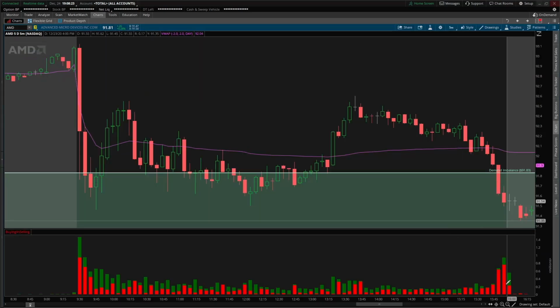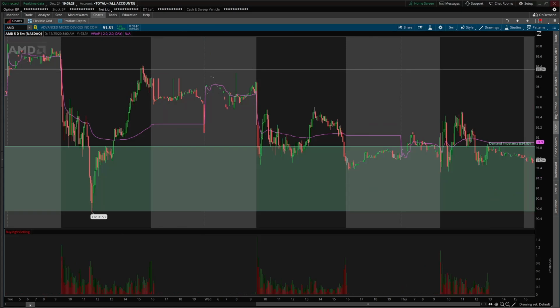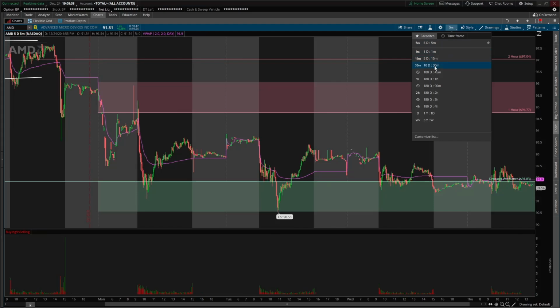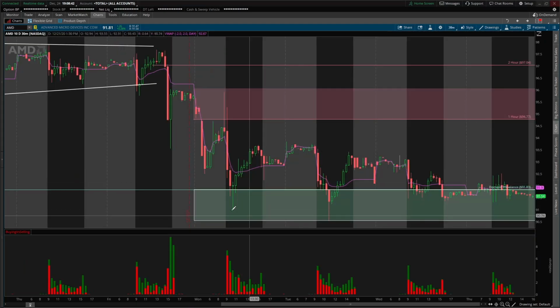AMD, this is also a good one. So this was forming. Every time we come into demand, we bounce. We double bottomed on Wednesday. Nice long entry right here. You could get a quick $1.50 from it. But we were making an inverse head and shoulders pattern. So you're not really going to see it too well from this. But we have a left shoulder, we have a head, and then we have a right shoulder right here.